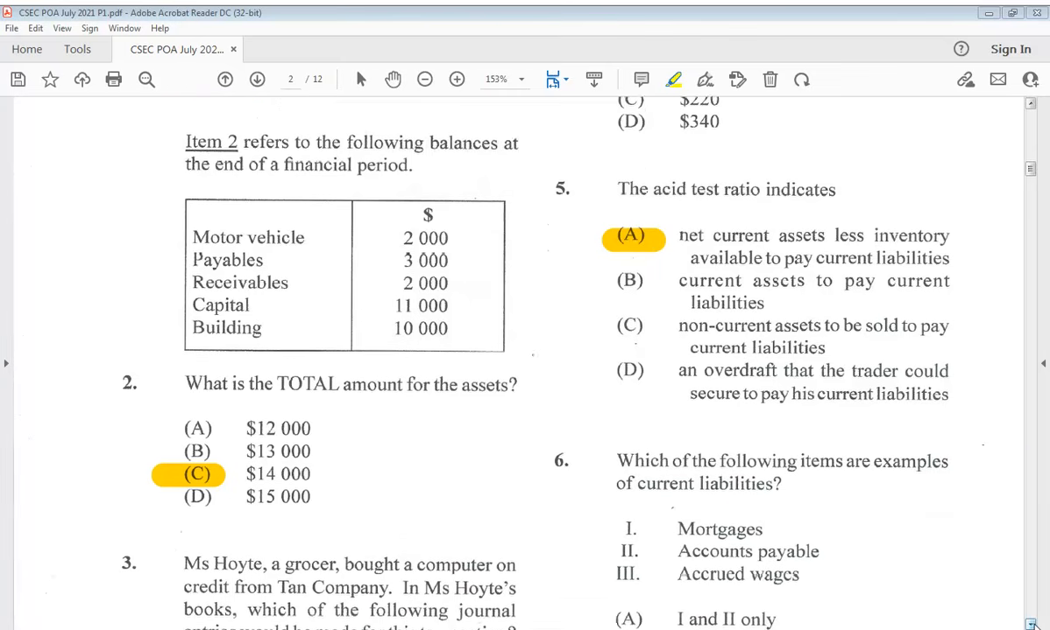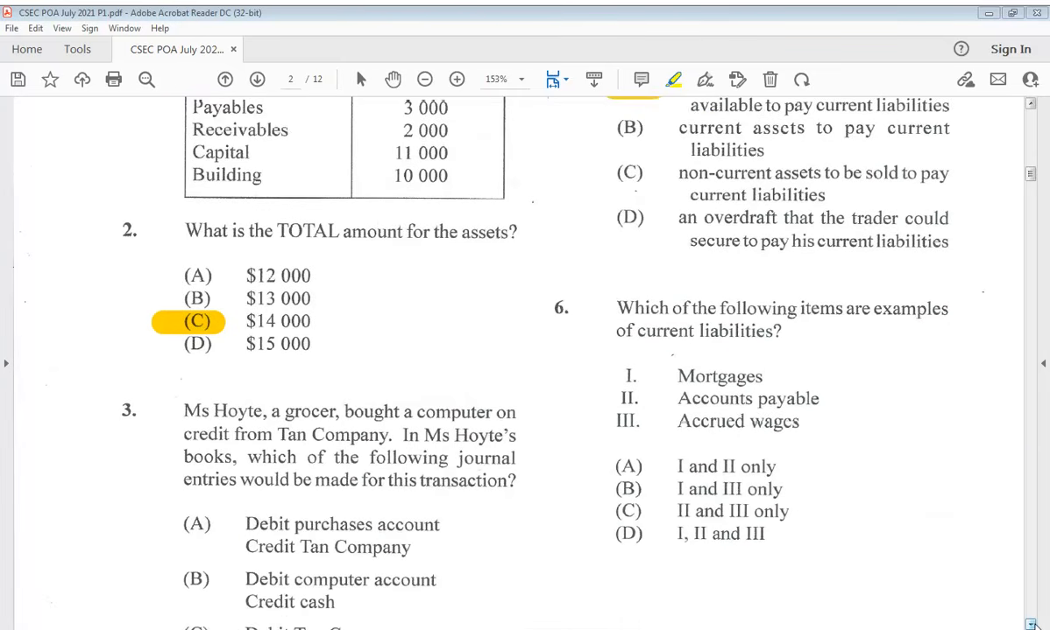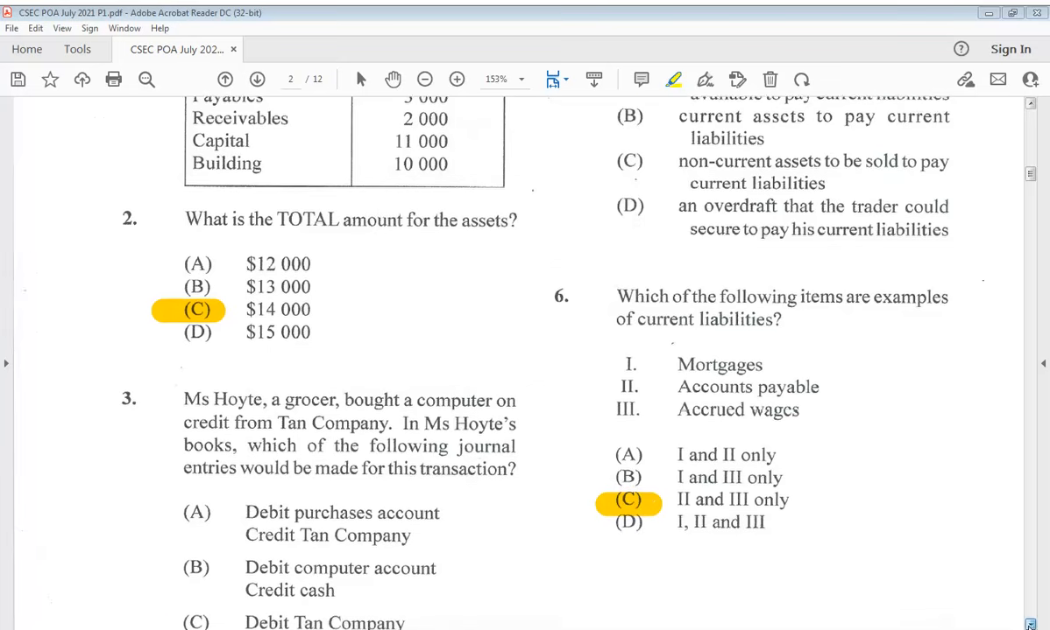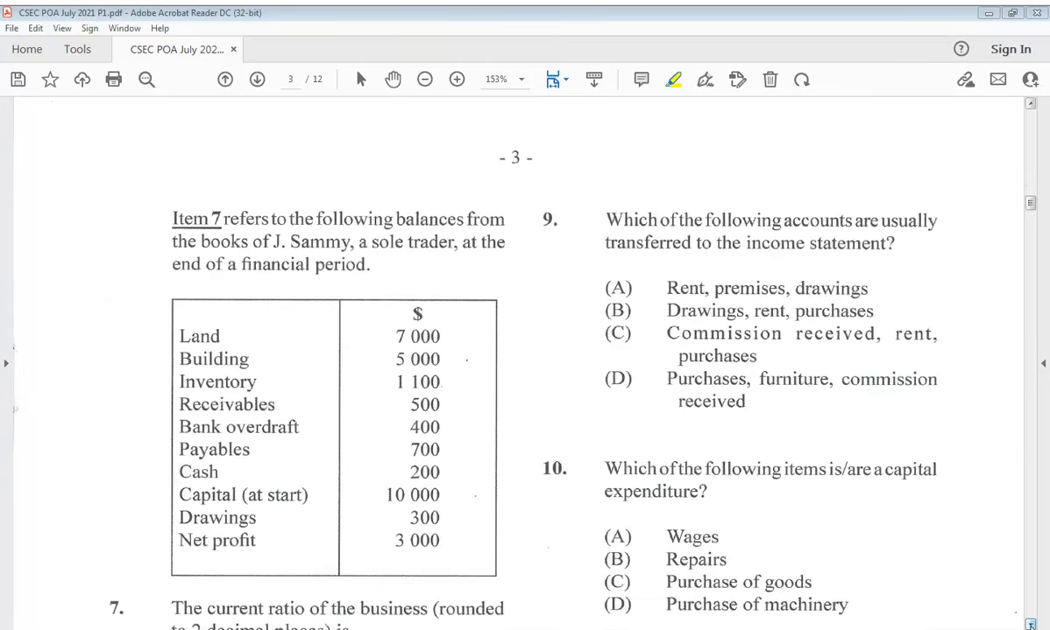Let's go to number 6. Which of the following items are examples of current liabilities? Now, this is an easy one. We know a mortgage is not a current liability. So, accounts payable and accrued wages. So the answer would be C. Let's go on to number 7.